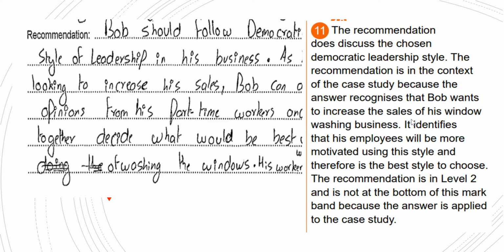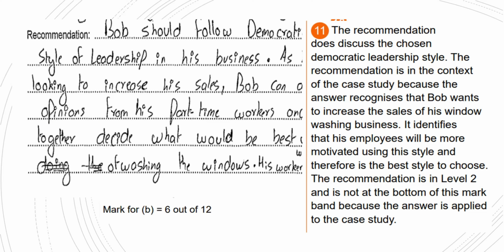Because Bob recognizes Bob wants to increase his sales of the window washing business, it identifies that his employees will be more motivated. वो भी हमने discuss कर लिया. The recommendation is in level 2 and is not at the bottom of this mark band because the answer is applied to the case study. But problem क्या है? उसने दोनों जो दूसरी चीजें हैं वो क्यों रिजेक्ट की हैं उसके बारे में नहीं बताया.